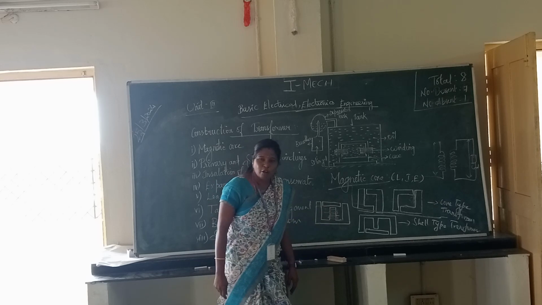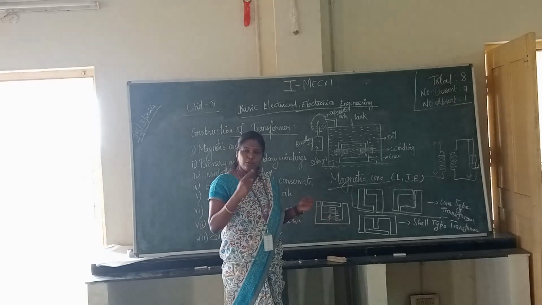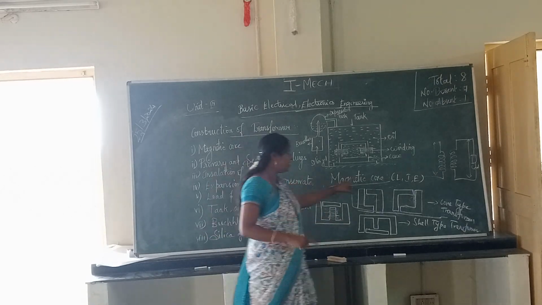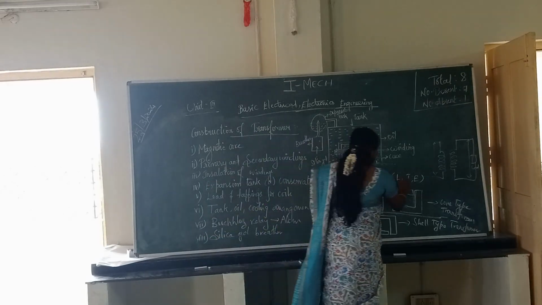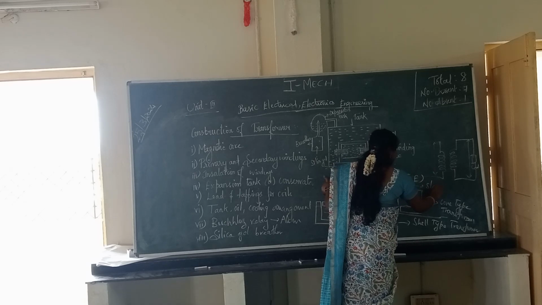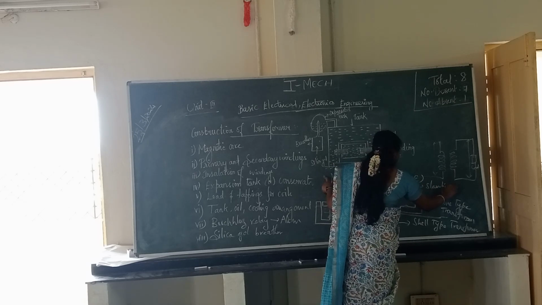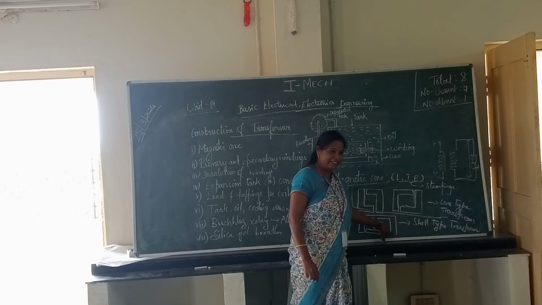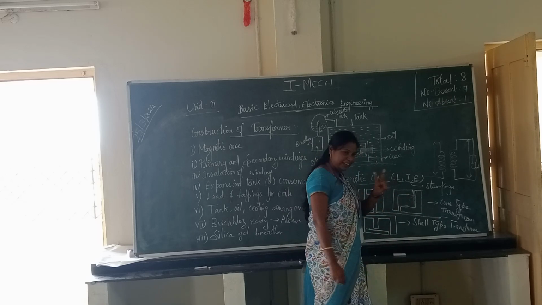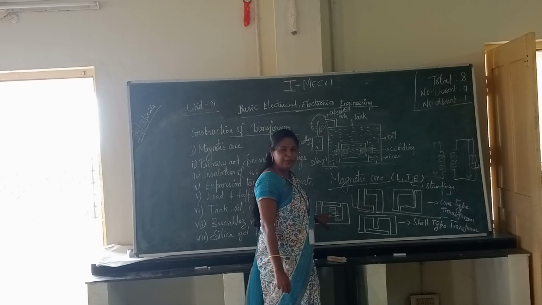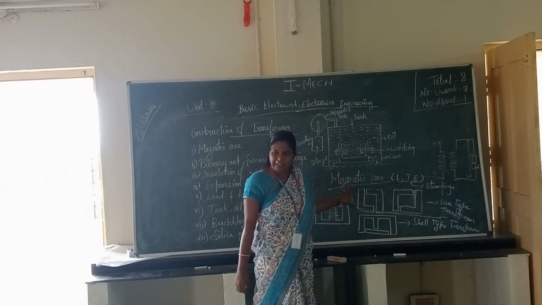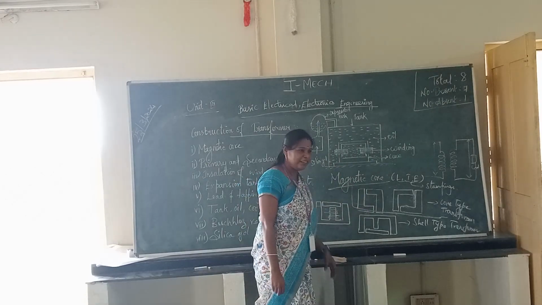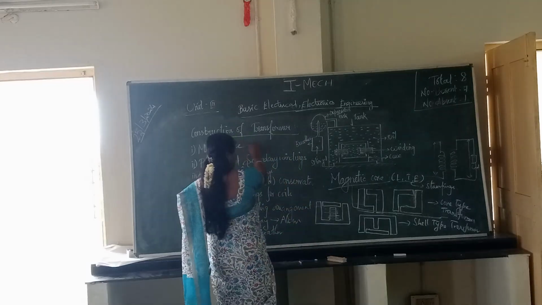Okay, right? So how many types of core are there? Two types. Core is two types. One is core type, another one is shell type. To use core type, I use two L type stampings. To use shell type, I use one E type and one I type stampings. Okay, right? So this is what about the magnetic core.